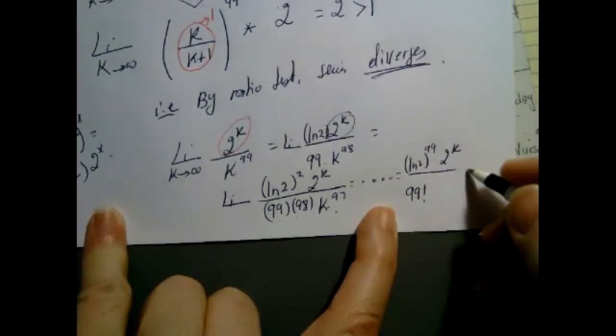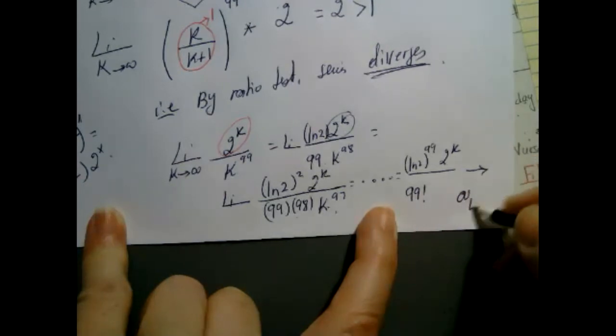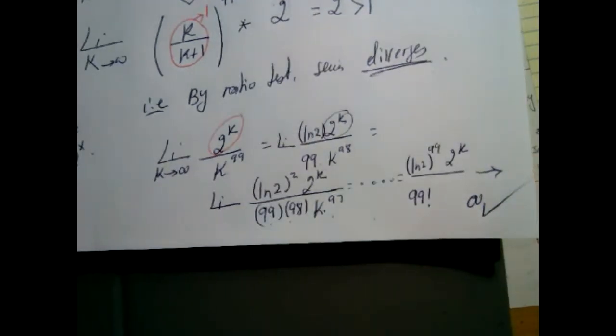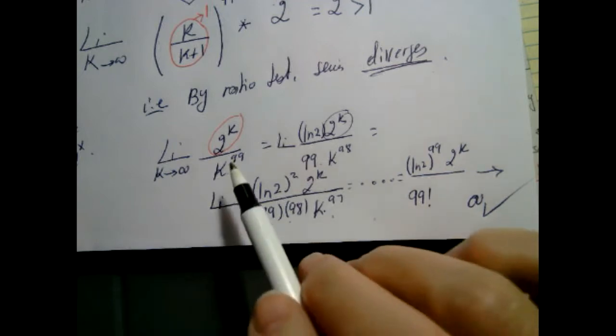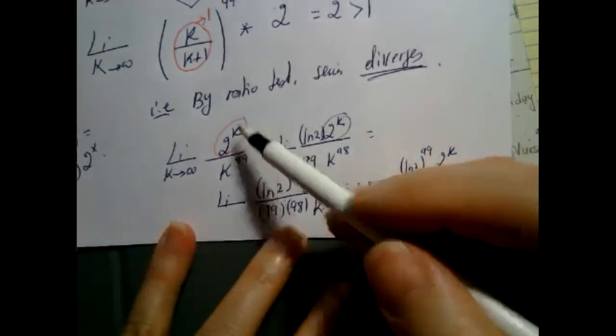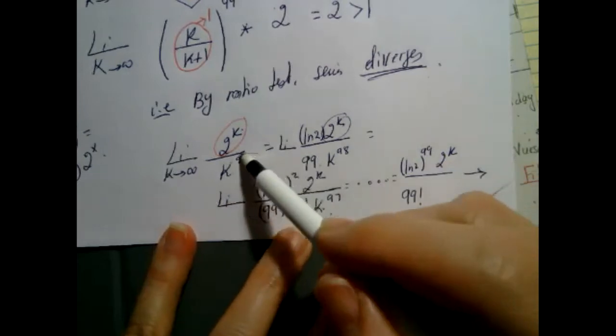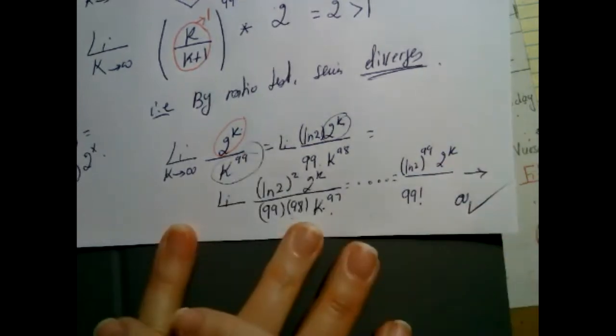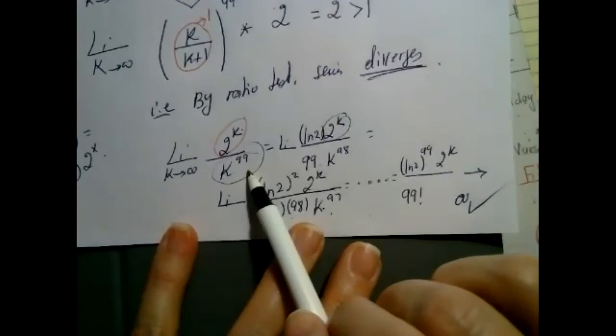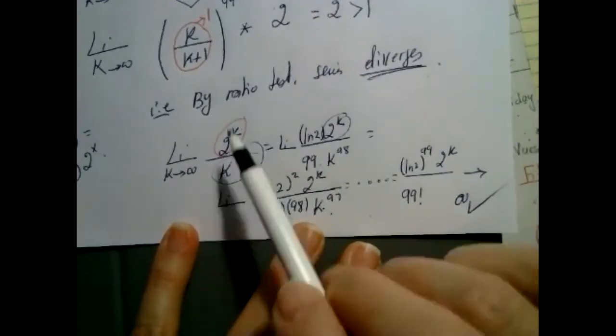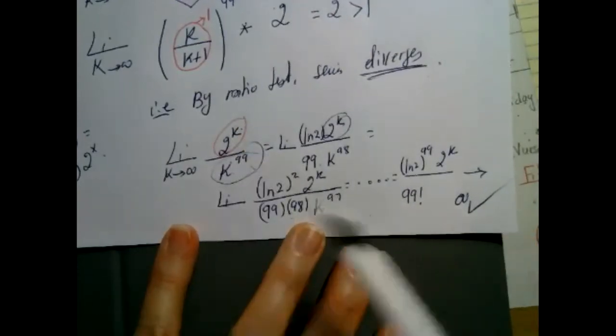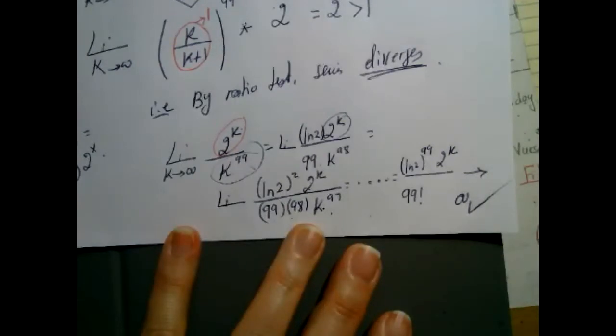When k goes to infinity, this will go to infinity. So 2 to the k goes to infinity faster than k to the power 99. Even if you have a larger power, the exponential goes to infinity faster than k to any power you can imagine. Even if I put k to the power 100,000, 2 to the k goes to infinity faster. And this limit is going to equal infinity.